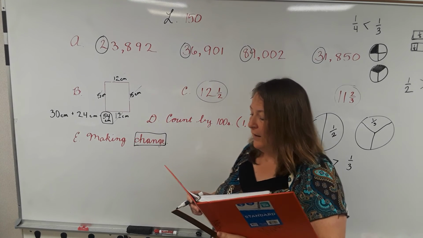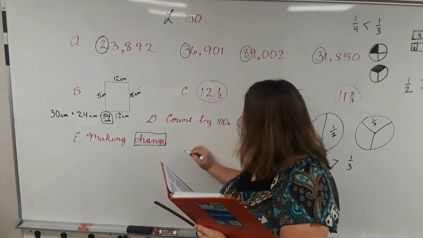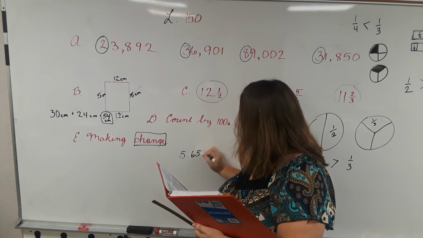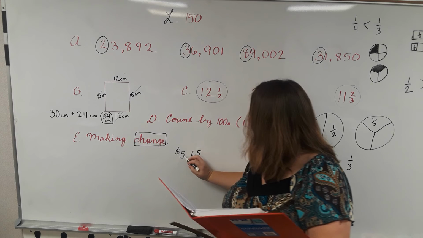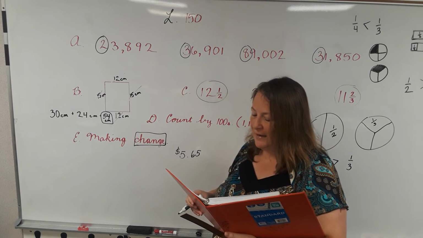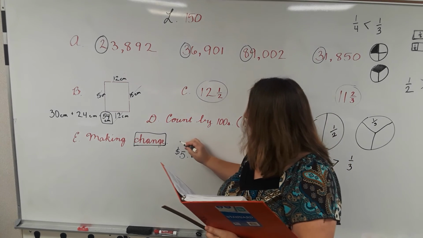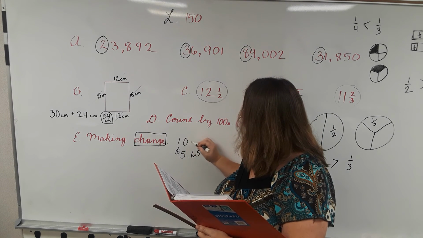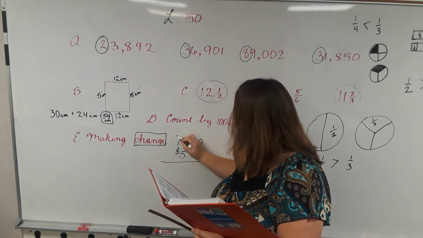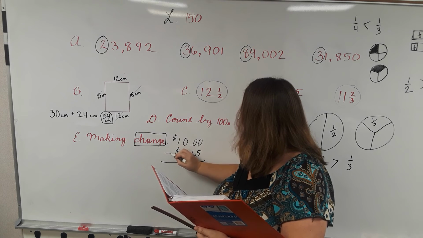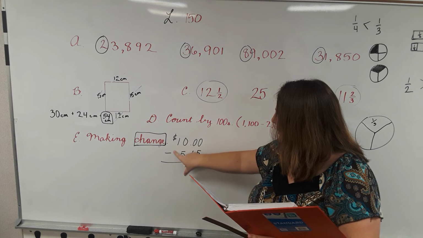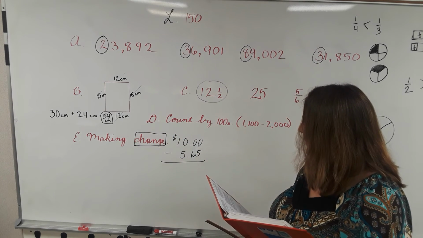The puzzle cost $5.65. So I'm going to put $5.65. Got my dollar sign and my decimal point. If Claire gave the clerk $10, how much change did she get back? She gave the clerk $10 and she needs change. So we have to subtract. Now, when we're subtracting or adding, we only need a dollar sign on the top number.